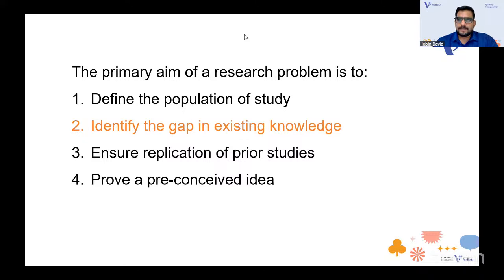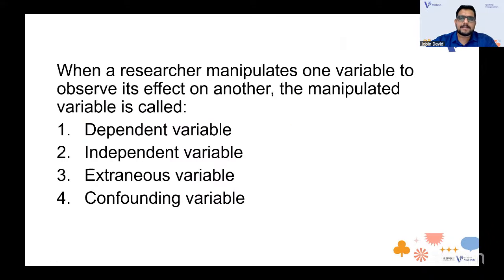Next one. When a researcher manipulates one variable to observe its effect on another, the manipulated variable is called. Is it dependent variable, independent variable, extraneous variable, or confounding variable? Types of variables are very important in research aptitude at the exam, also in other state level eligibility tests, SET exams and all. Yes, Sankini, good evening. I can see your messages.